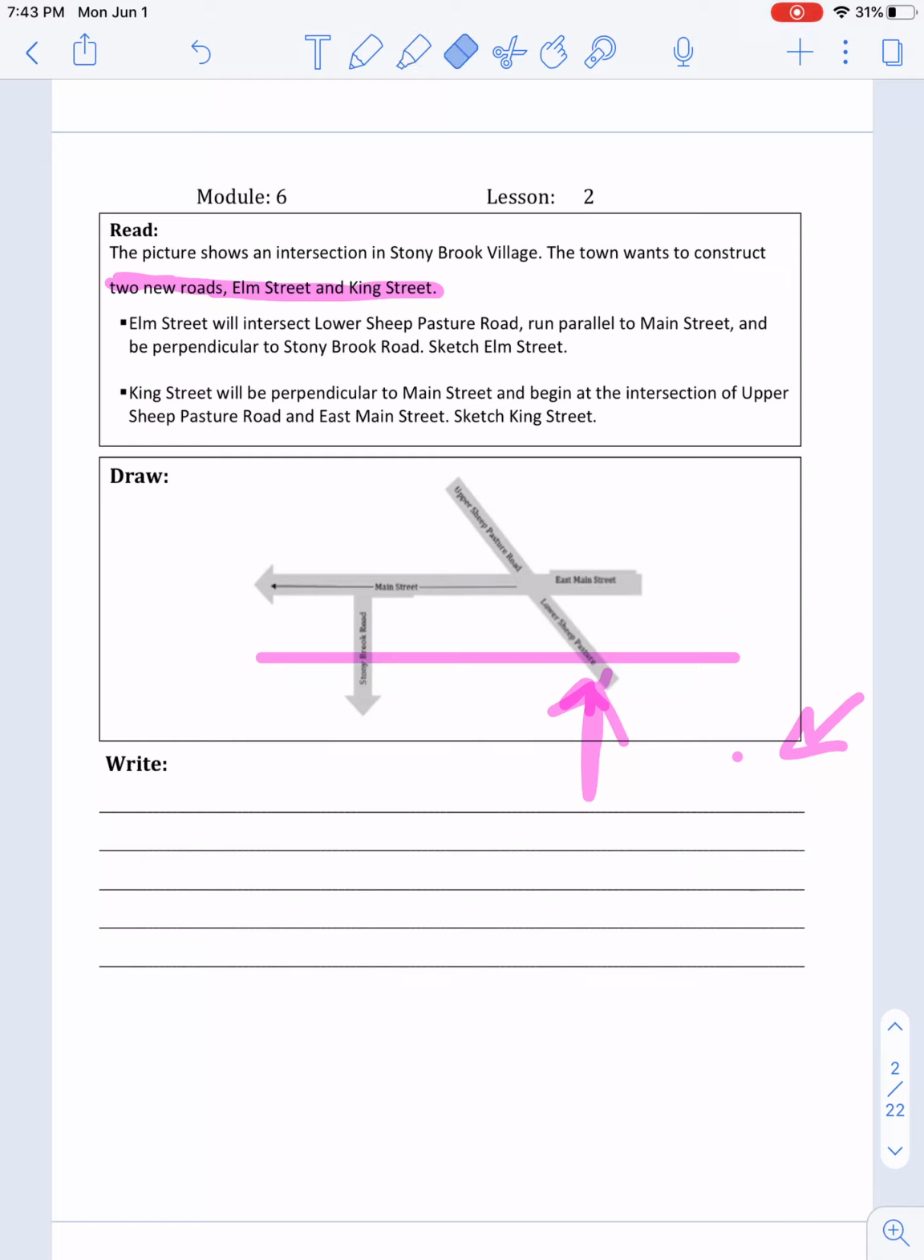So Elm Street, let's see if it matches everything, you guys. I'm going to erase this. I'm going to label it with an E for Elm Street. So Elm Street, let's go back. It intersects Lower Sheep Pasture Road. It is parallel to Main Street, and it is perpendicular to Stony Brook Road. So that pink one there is Elm Street. So Elm Street is going to be pink.